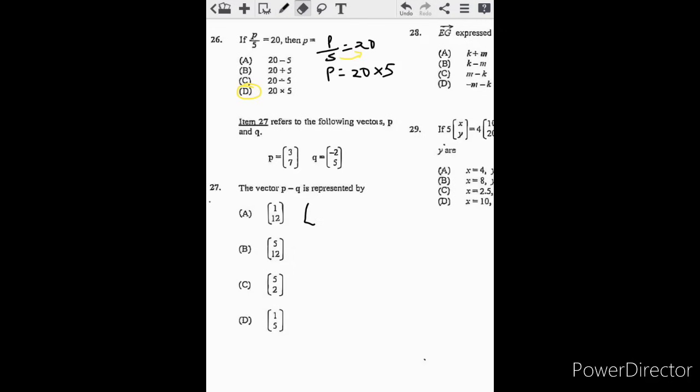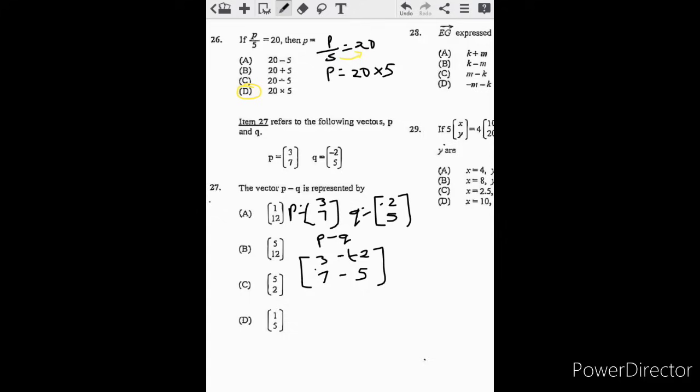Our vector P is equal to (3, 7), and Q is equal to (-2, 5). Subtracting these two, we'll have 3, 7, and then minus 2, and then minus 5.